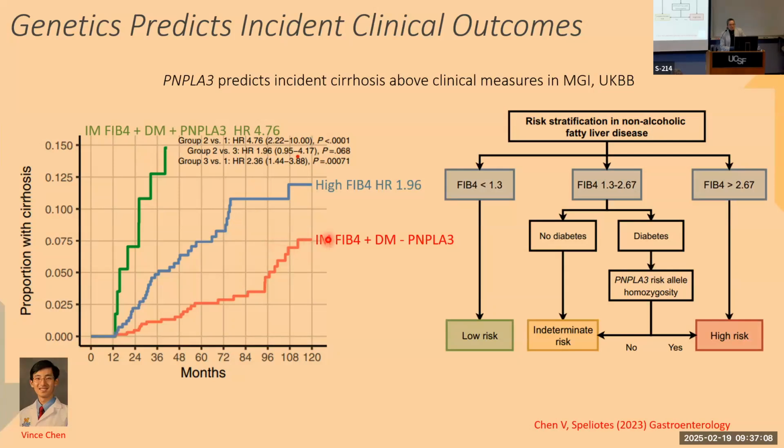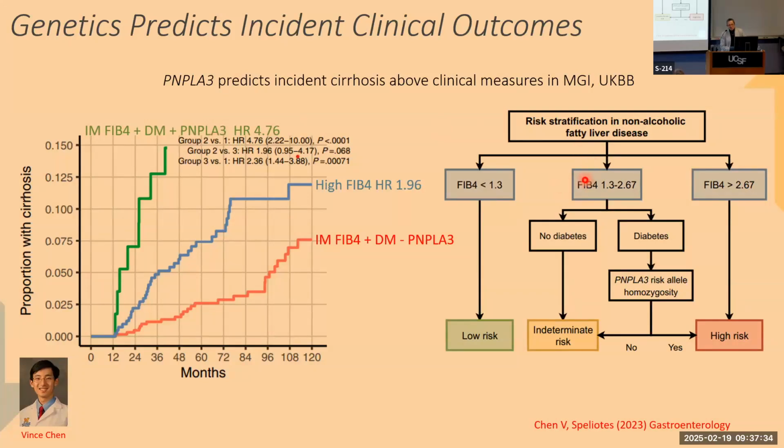And basically the people that have intermediate FIB4 and diabetes, but no PNPLA3, had this red risk. The people that are high FIB4 that are coming to hepatology right now are here in blue. But look at these guys. These are the people that have intermediate FIB4. They have diabetes, but they have PNPLA3. Their risk is way higher than even the high FIB4 guys, right? So really, these guys need to be coming to hepatology for us to be doing stuff for them, right?